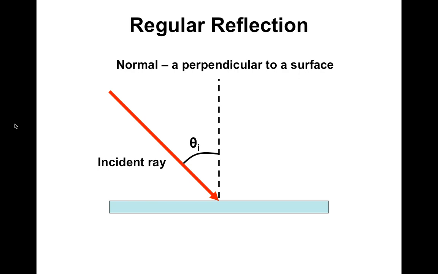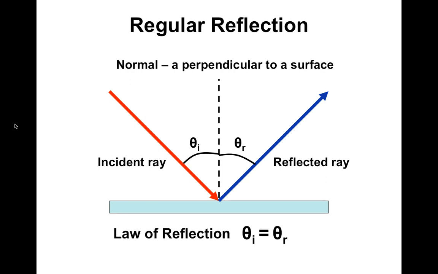This angle here, theta with the little i, is called your incident angle, theta incident, the incident angle of reflection. The reflected ray comes out from the point where your normal, your incident ray, and your surface meet. It comes out at the same exact angle as the ray came in. This is called the law of reflection: your incident angle is always equal to your reflected angle. Always.